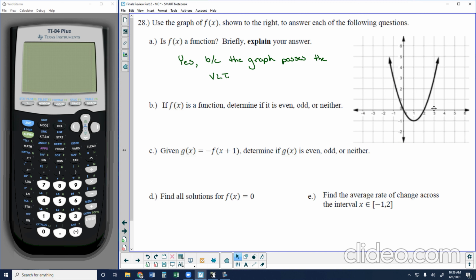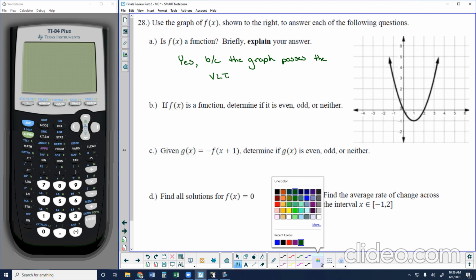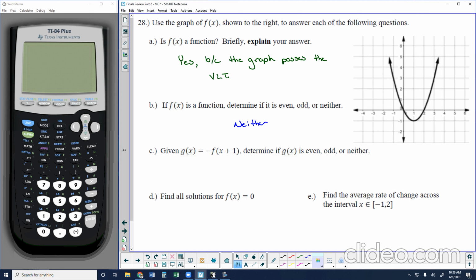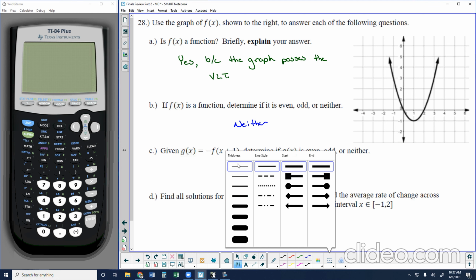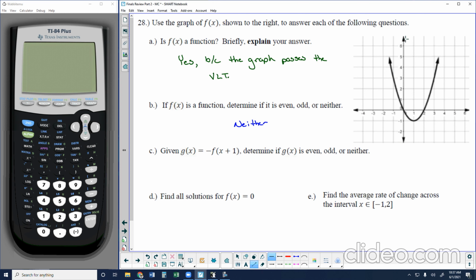It says, if f of x is a function, it is. Determine if it is even, odd, or neither. In this case, we would say that this is neither even nor odd. To be even, it must have symmetry about the y-axis. And we can see here, let me go ahead and draw in a line. We can see here that on opposite sides of this line, it is not symmetric. Or if I reflected across the line, it would look something along the lines of this. It would not map directly onto one another.